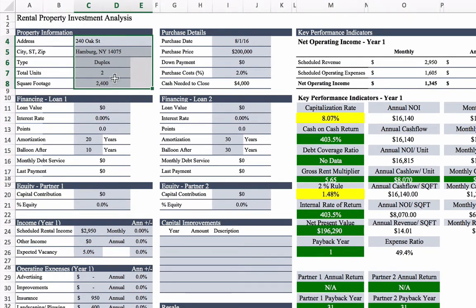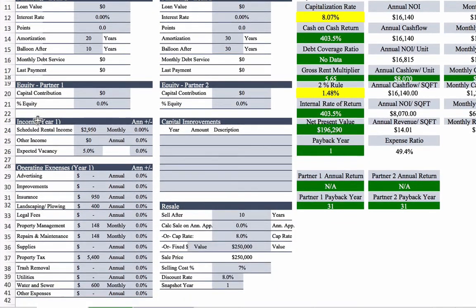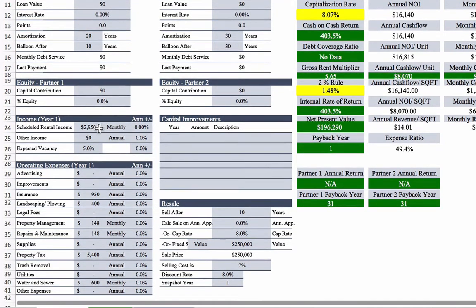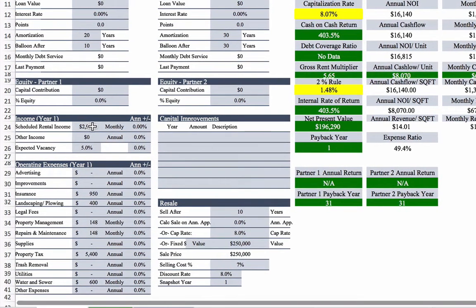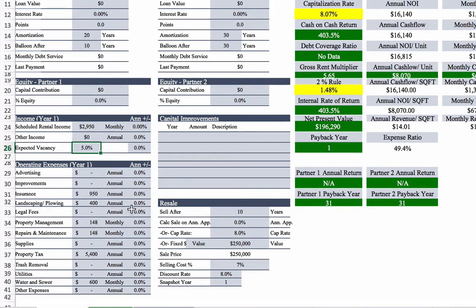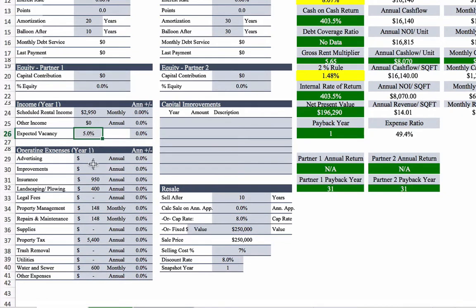It's just a duplex. It's a 2,400 square foot duplex. On the purchase details, I have a $200,000 purchase. I don't have any down payment info yet. I don't have any financing info yet or equity partner yet. That's what we'll fill in. I did go ahead and fill out the income and expenses for this property, and it's all arbitrary data. This is not a real property, but I'm assuming that we're getting $29.50 in monthly rent. I have my standards in here: a 5% vacancy rate, $9.50 in annual insurance, some plowing services. I put in a 5% property management, 5% repairs and maintenance, property tax, some water as well.